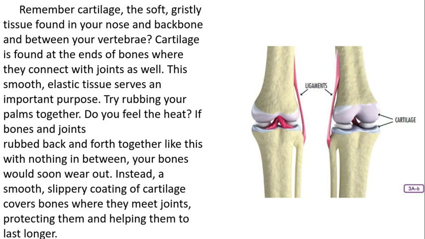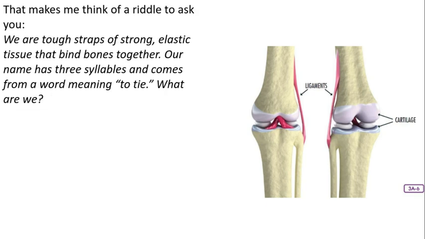Try rubbing your palms together. Do you feel the heat? If bones and joints rubbed back and forth together like this, with nothing between them, they would soon wear out. Instead, a smooth, slippery coating of cartilage covers bones where they meet joints, protecting them and helping them to last longer.